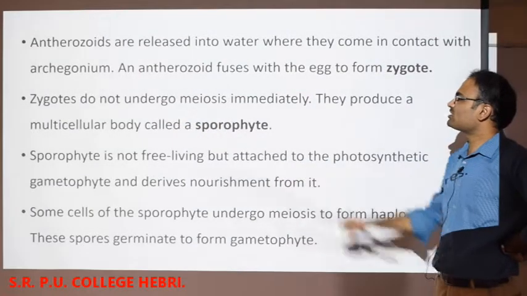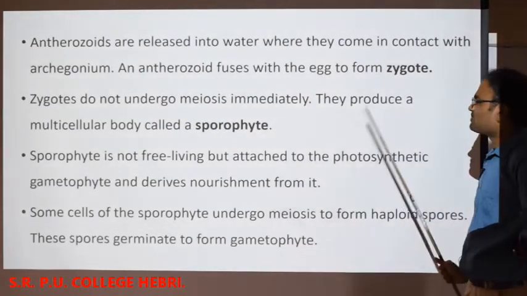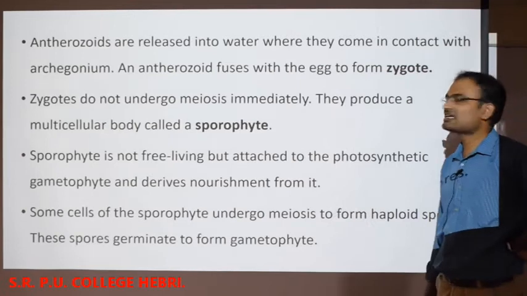Zygotes do not undergo meiosis immediately. They produce a multicellular body called a sporophyte.